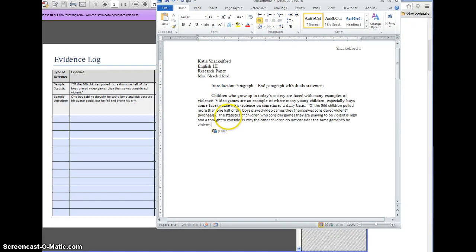Okay, so this is a way I could close it out, where I'm talking about the statistics of children who consider games they are playing to be violent is high. 50% of 500 considered games they were playing to be violent, so that I could reasonably say that that's high. And a thought to consider is why the other children do not consider the same games to be violent, period. You can also keep going. You could do another sentence of commentary of your opinion, or at this venture, you could move on to another paragraph, okay? So remember, topic sentence, commentary, which is your opinion, your words. I have my evidence, and then I close it out.